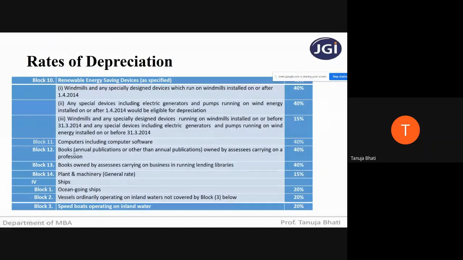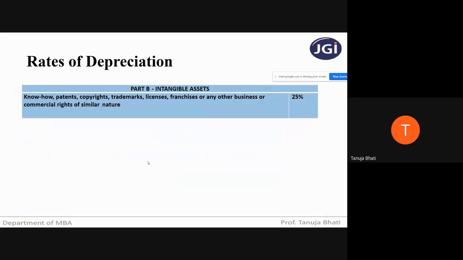Similarly, on computers, including computer software, it is 40% rate of depreciation. On books, the rate of depreciation is 40%. Plant and machinery, I told you, 15% already. This is in case of tangible assets, which you can see. Now, in case of intangible assets, the rate of depreciation is 25%. So these are the different rates of depreciation which is specified under the Income Tax Act. Majorly for your exam point of view, they will ask what is the rate of depreciation on furniture, building, plant and machinery, computers, books, and on intangible assets.